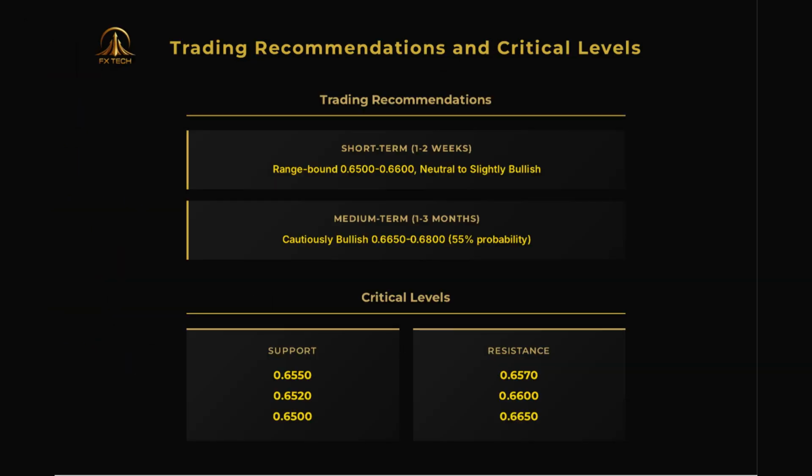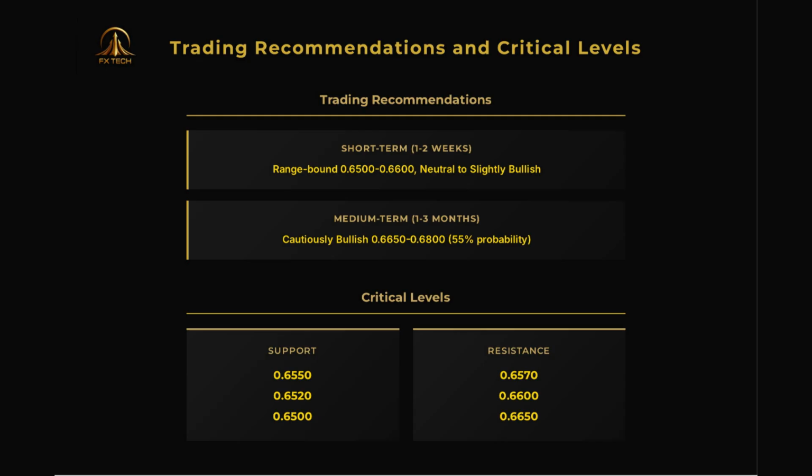Our trading recommendations are as follows. For the short term, covering the next 1 to 2 weeks, we expect AUD/USD to remain range-bound between 0.6500 and 0.6600, with a neutral to slightly bullish bias. This range trading environment favors buying near support and selling near resistance, with tight risk management.